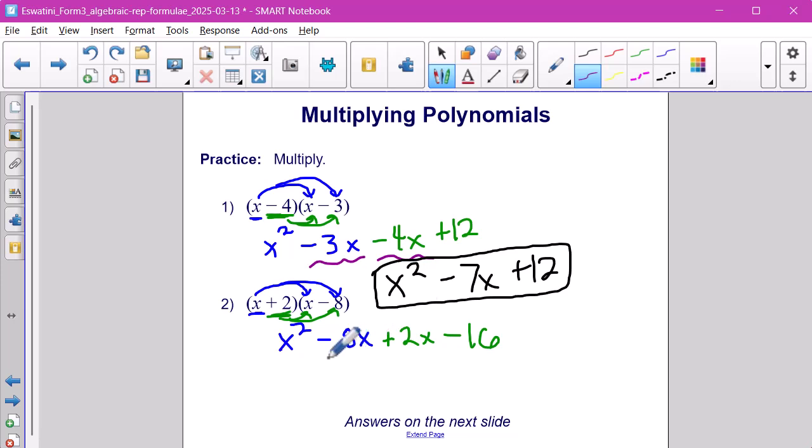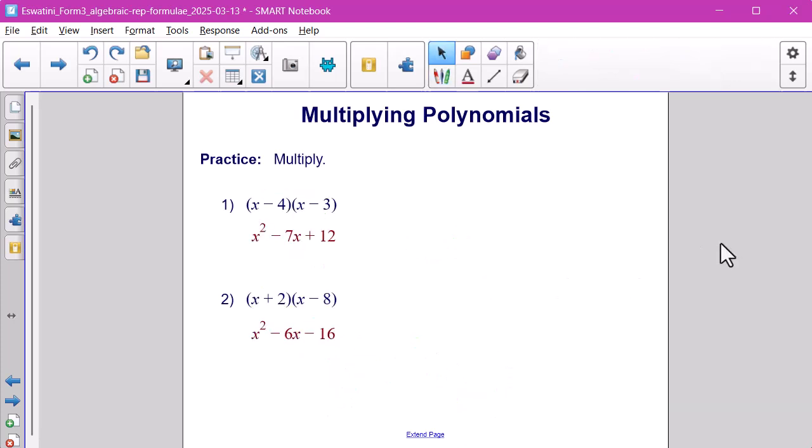And then again, we can combine our like terms. So our final answer is going to be x squared. We have negative 8x plus 2x, so that's going to be negative 6x remaining, or minus 6x, and then minus 16. Here we see the solutions to these two practice problems that we completed, and they do match the solutions that we found when we worked them out.